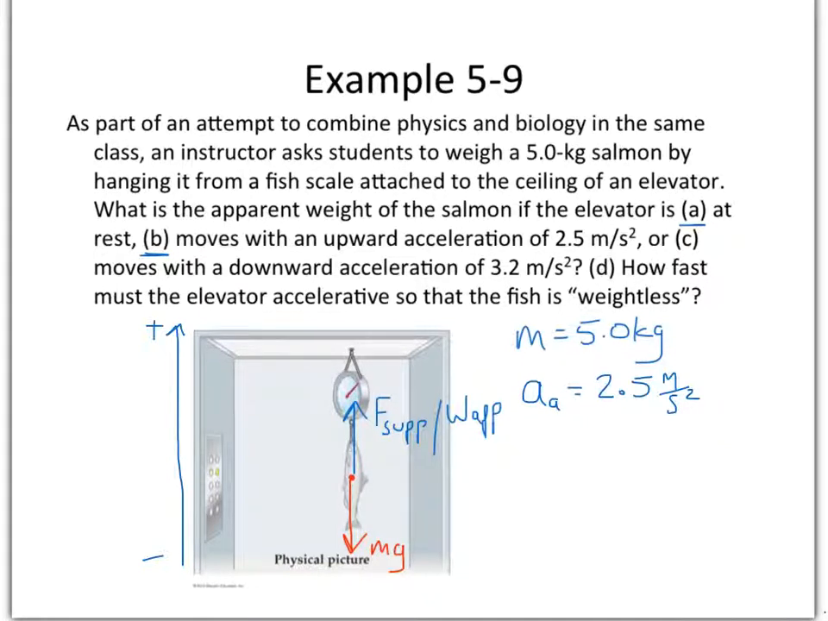The acceleration for part B is going to be 3.2 meters per second squared, but it's going to be downwards, and so it's going to be a negative 3.2 meters per second squared. Sorry, I got that wrong. This is the acceleration for part B. This is acceleration for part C.